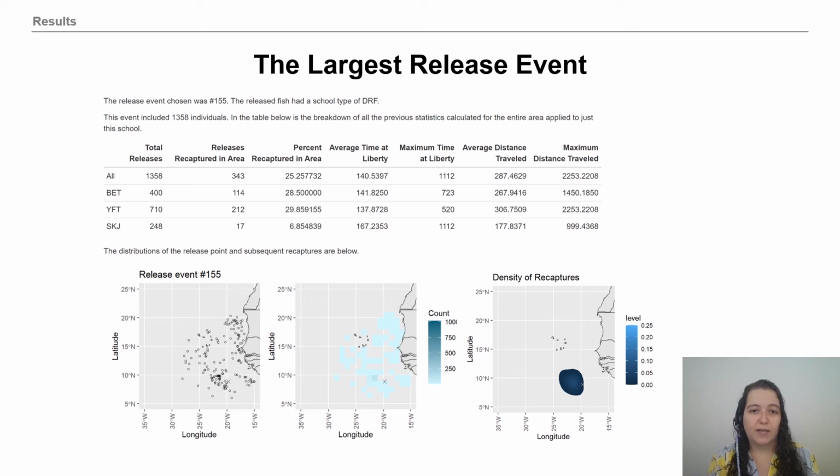So what I have done is at the end of this report, it chooses a single release event, in this case the largest release event, but it could be fine-tuned for a random release event. The information from all of the previous slides is summarized for this single release event, and the convenient thing here is that I can then simulate this one release event in my simulation where I release the same amount of fish at the same location, and it should have matching parameters to this one if my model is modeling movement correctly.